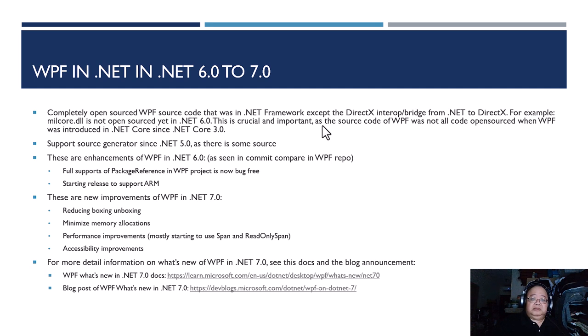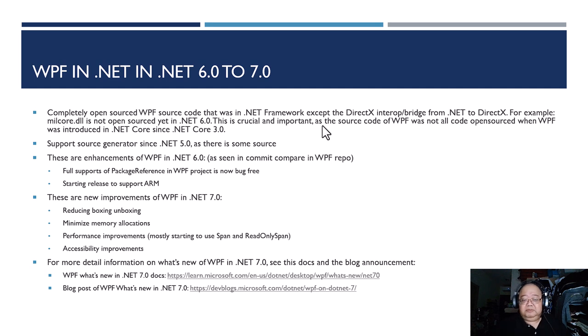But let's discuss WPF in .NET 6 to 7.0. WPF originally, of course, is coming from .NET Framework, but the whole infrastructure and source code of WPF is not completely migrated to .NET Core. I should underline this. And there is no way to work around this for now, I'm afraid.